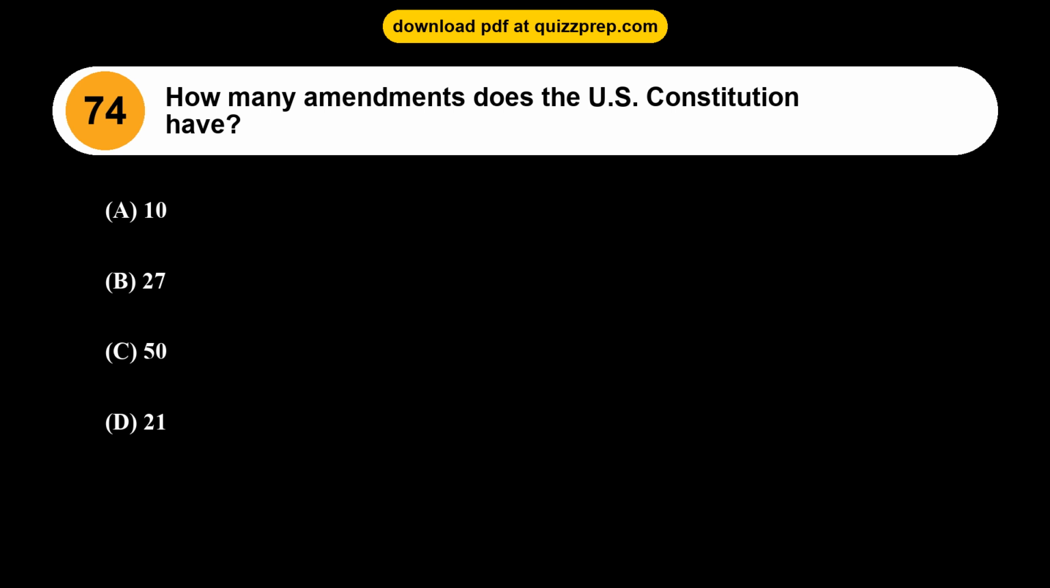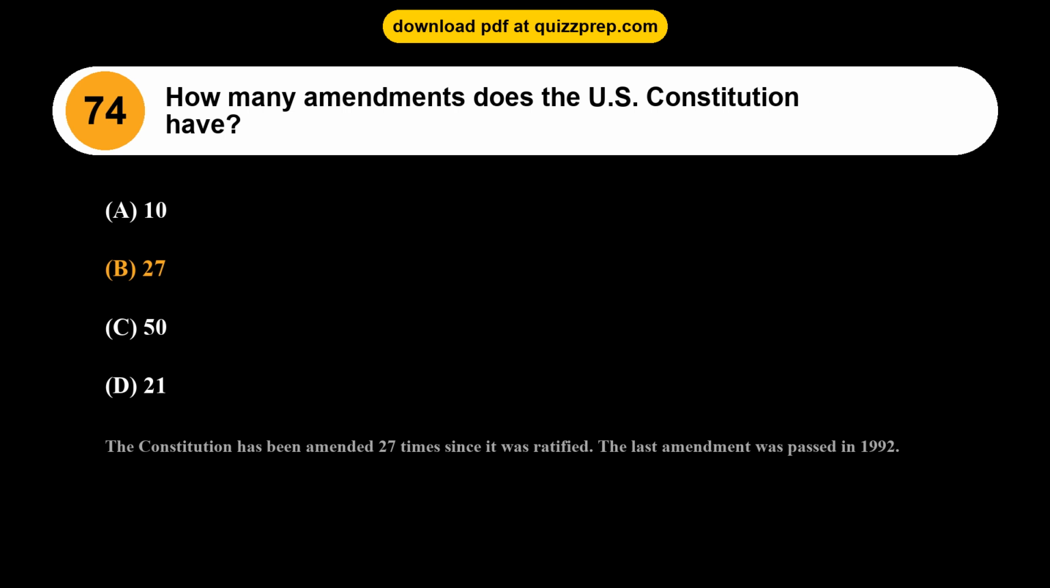Question 74. How many amendments does the U.S. Constitution have? Option A, 10. Option B, 27. Option C, 50. Option D, 21. The correct answer is option B, 27. The Constitution has been amended 27 times since it was ratified. The last amendment was passed in 1992.